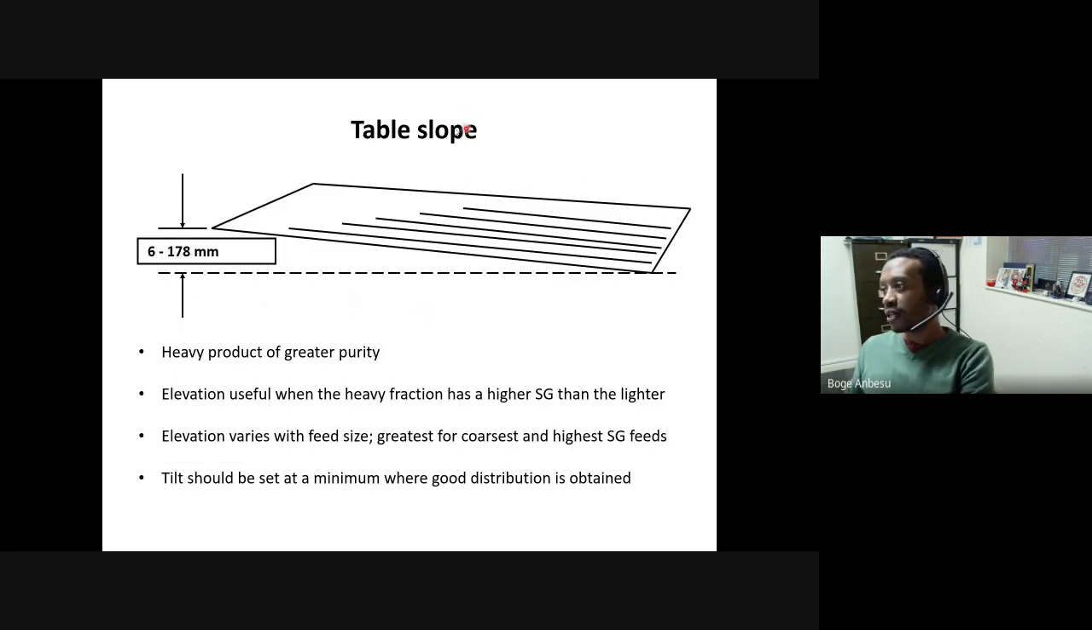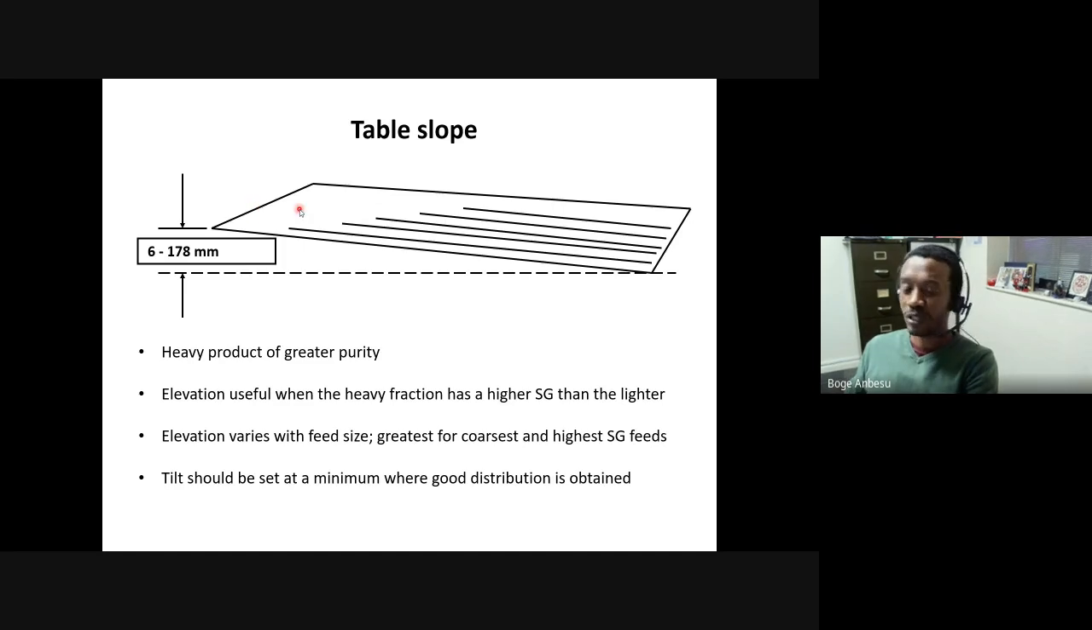Okay, another factor that you can modify when you operate a shaking table is the inclination. So this is your feed end. So I feed the particles from here. And as I said earlier, dense particles are the ones coming to this end. So when you lift this up, when you incline it, you are actually trying to make it difficult for particles to come all the way here.